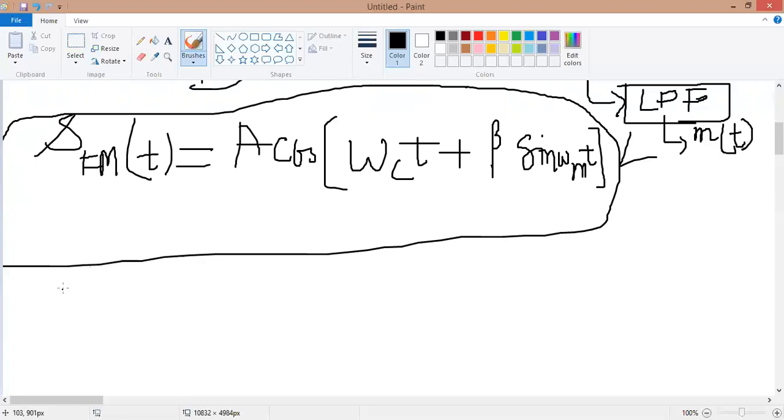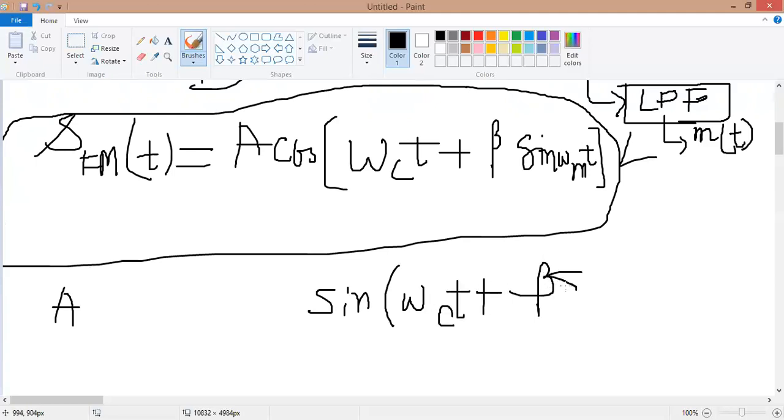When I differentiate it, I will get A, then next to that, sine(omega_c t plus beta sine omega_m t). But before that, obviously, you will get some negative sign due to the cosine differentiation. Forget about that sign, whether it is plus or minus, it is only a 180-degree phase shift. That is not the most important thing for our observation of this demodulated output.